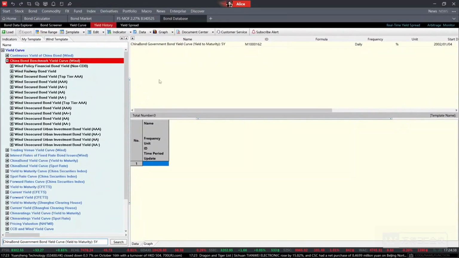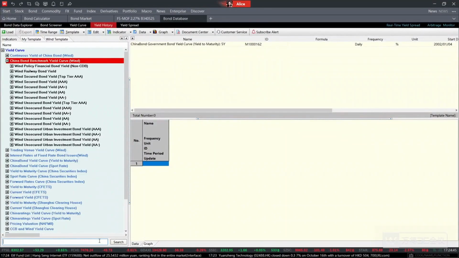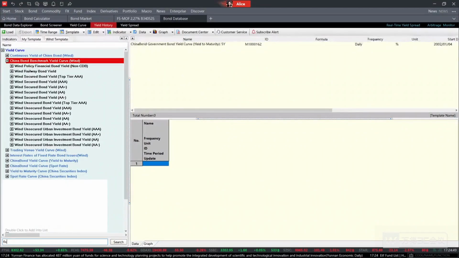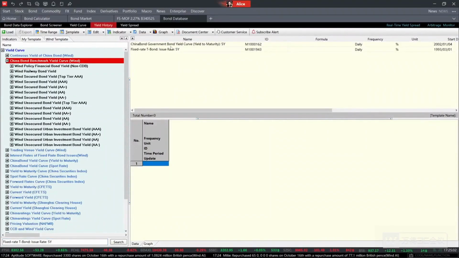And in addition, I also need to take a look at the primary market, right? So I also need to find another indicator for that. I can just enter the fixed rate T-bond or even the treasury bond issue rate over here, right? And I can just find the 5 years over here. Then we can find two such indicators over here. And in addition, we are going to find the spread between them, right?